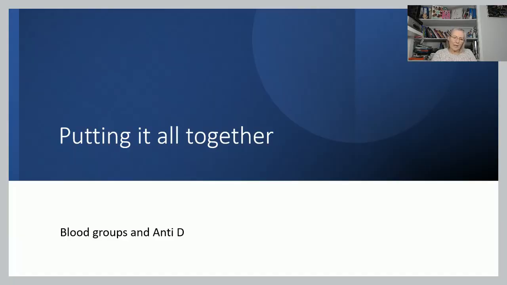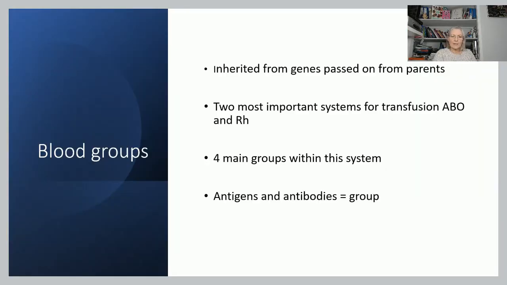Okay, so let's have a look at blood groups and anti-D. So how do you get your blood group? Well, it's inherited from genes that your parents pass on to you. And your group is actually determined by the antigens and antibodies that are on the red blood cells and within your blood system.